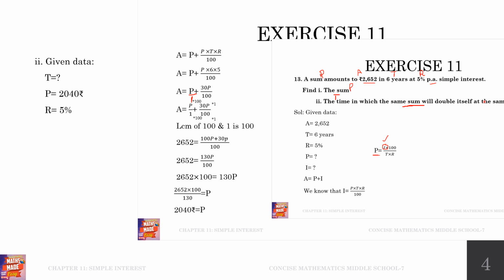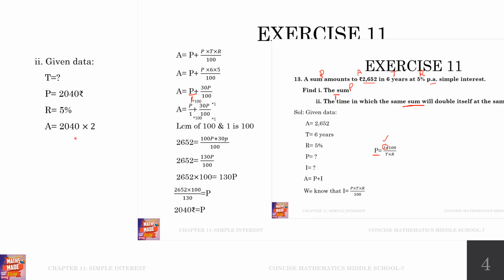So interest rate is same. What is the interest rate over here? 5%. Children, remember this: double itself at the same interest rate. So at the same interest rate, what does it mean? The same sum, the amount that he has taken, is same, but it will double. The double means the amount will double.